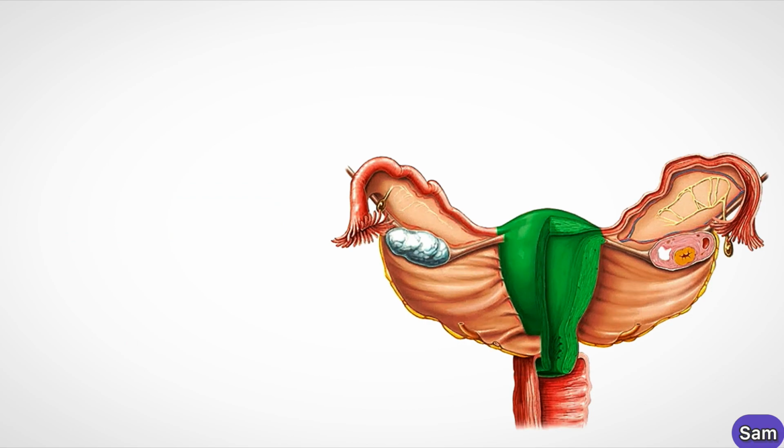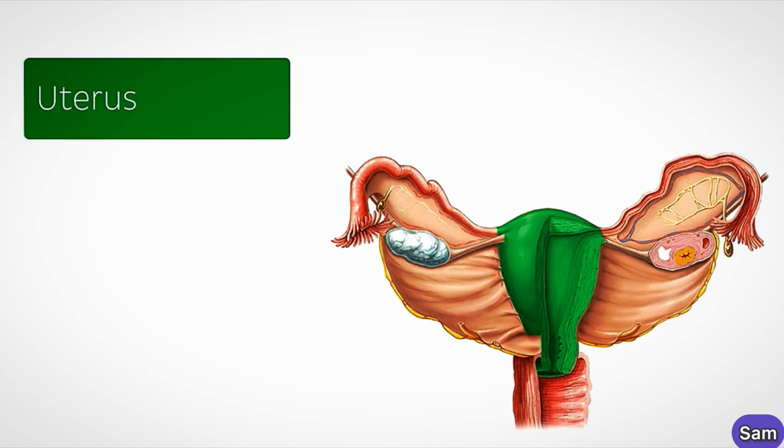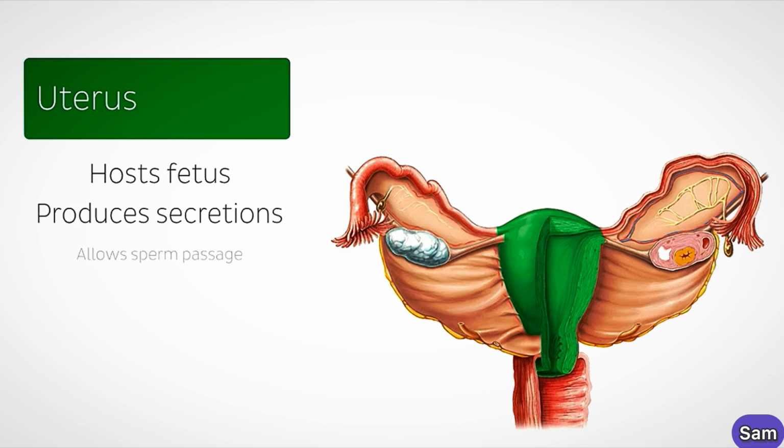And now let's move on to our uterus. The uterus, also known as the womb, also has several functions, the most important of which include its role as a host for the development of a fetus during gestation. The uterus also provides vaginal and uterine secretions and allows sperm to pass through the uterine or fallopian tubes in order to fertilize an egg.